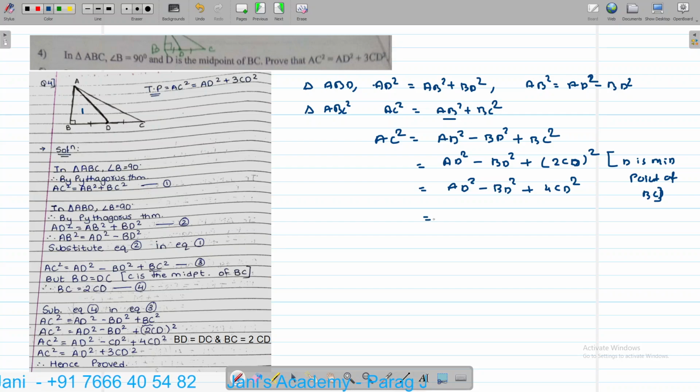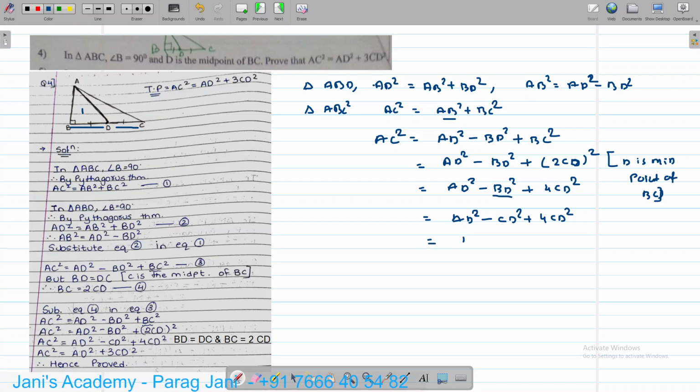Now BD, basically BD is what? See, this BD you can write as CD because both are equal. So what can I write? AD square minus CD square plus 4 CD square. Now AD square minus CD square plus 4 CD square, that means plus 3 CD square. AC square is equal to AD square plus 3 CD square, which is what you are looking for. AC square is AD square plus 3 CD square.